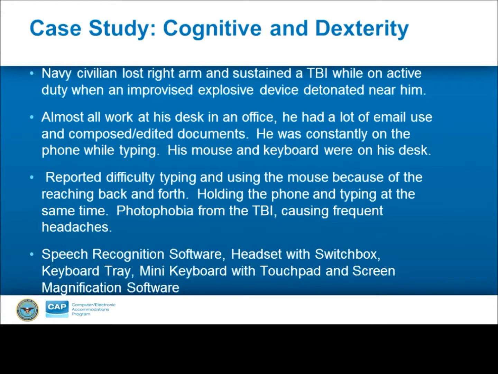So let's give another example of how the same agency, with slightly different limitations, could also assist someone. So this is another Navy civilian. This individual was actually active duty Navy Marine Corps, and he lost his right arm and sustained a traumatic brain injury while on active duty when an improvised explosive device detonated near him.